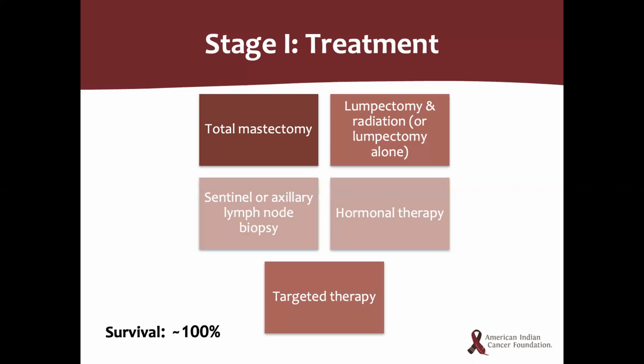Targeted therapy may also be used in stage 1. And according to the American Cancer Society, targeted therapy is a new type of treatment that really aims to target specific cell changes, and it's designed to block the growth and spread of cancer cells. And as the same for stage 0, the survival rate for stage 1 is approximately 100% again.